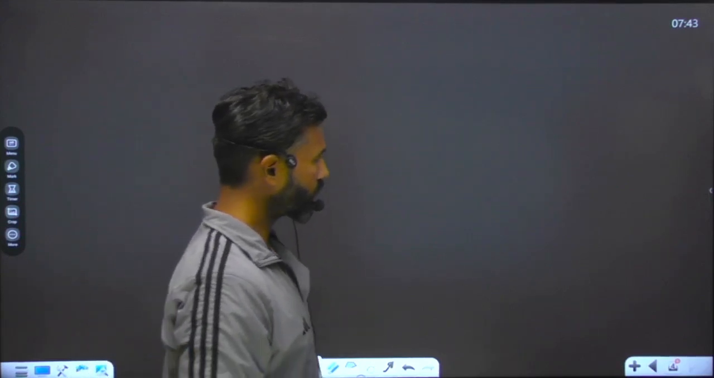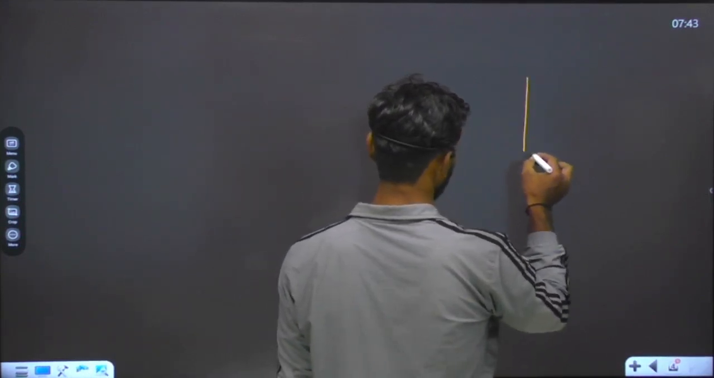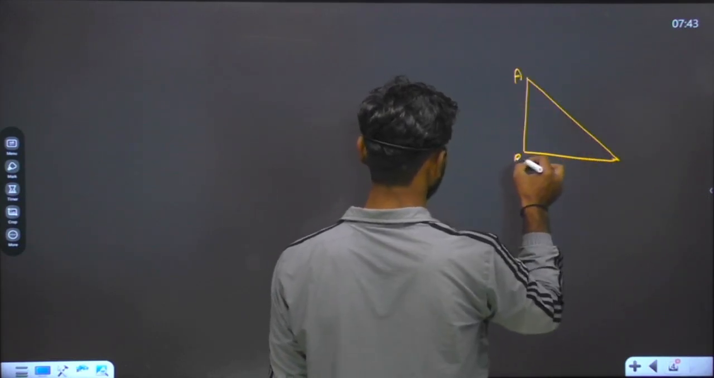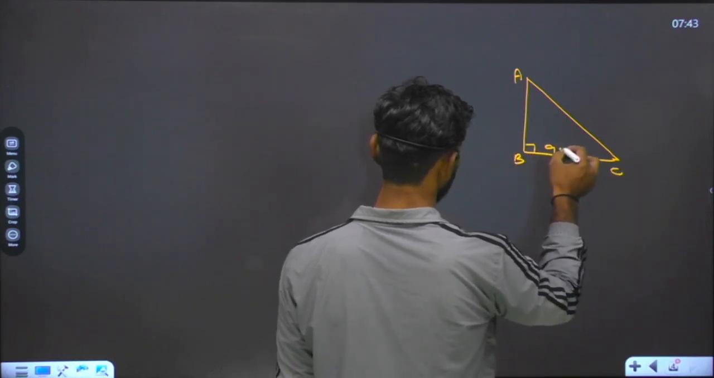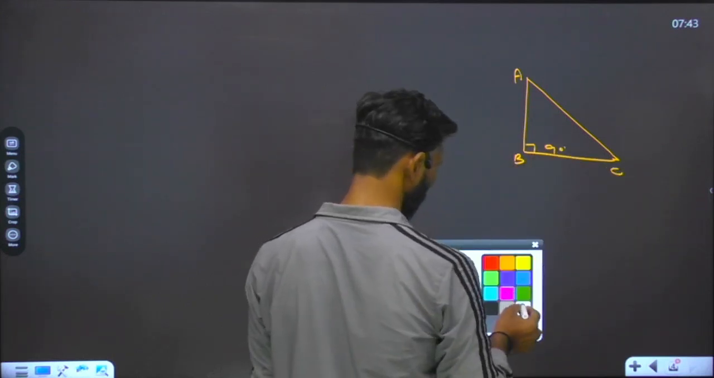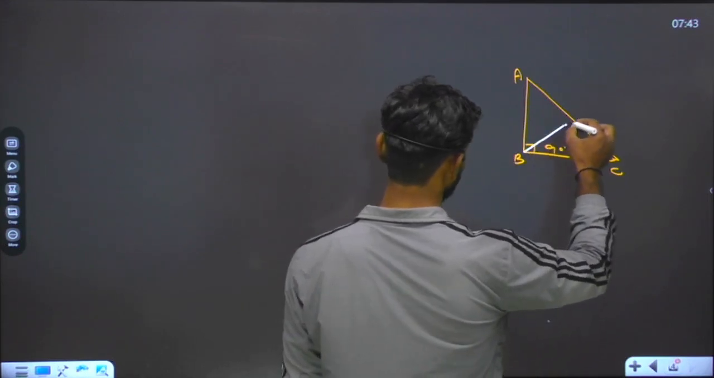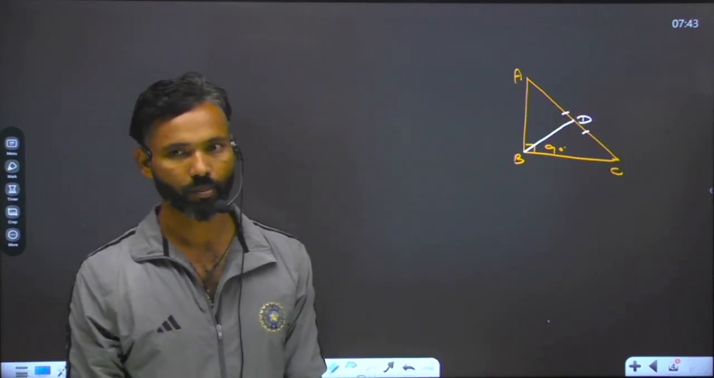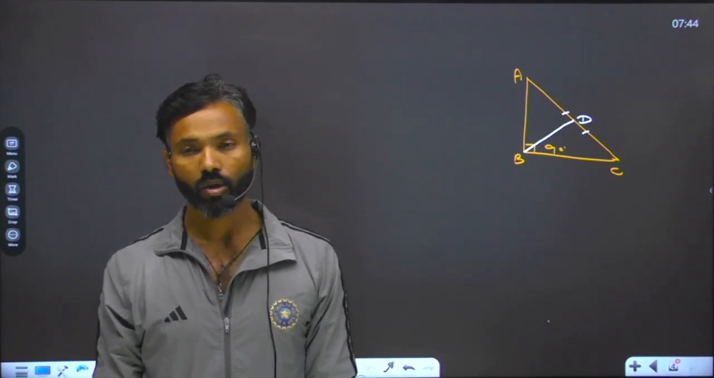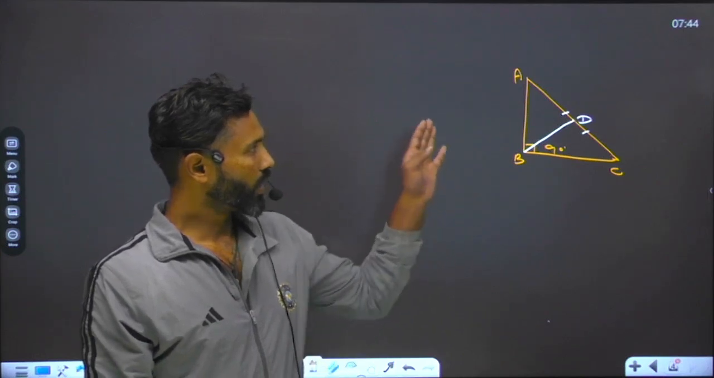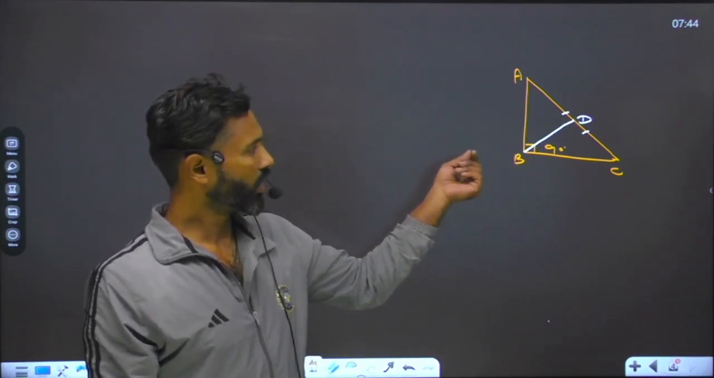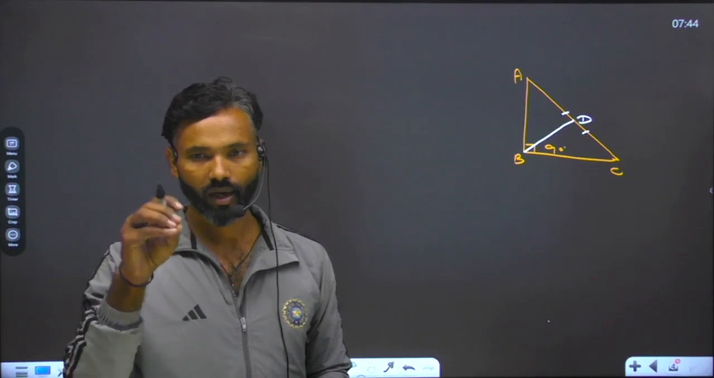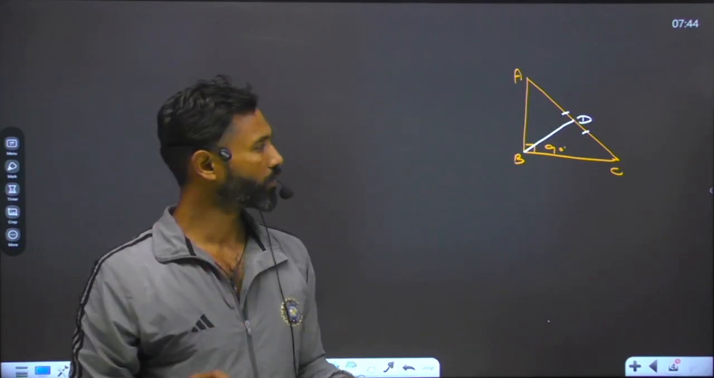You know the right angle triangle has an angle equal to 90 degrees. So suppose this is triangle ABC and angle B equal to 90. If I drop a median from vertex B on AC, so BD is the median, it means BD will be the shortest median, because BD is dropped at the largest side. AC is the largest side and we are dropping a median on AC. We have discussed that the median on the largest side will be the shortest.